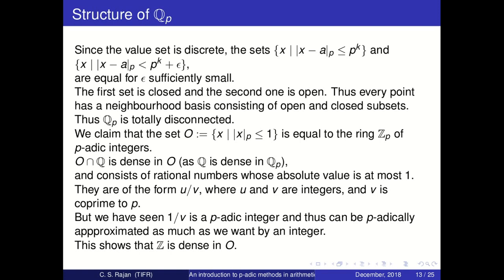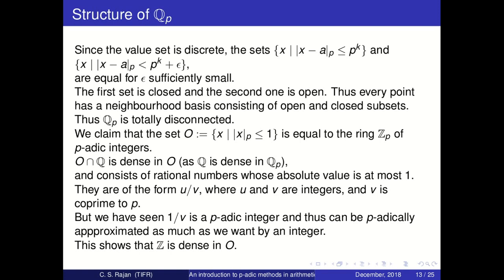So they are of the form u upon v, where u and v are integers, but p cannot divide v. If p divides v, then the valuation is p, which is greater than 1, because of the inverse. So v is coprime to p. But I have already shown that integers coprime to p are p-adic integers, so 1 upon v can be p-adically approximated as much as you want by an integer. Because it's a p-adic integer, I can take its inverses a_k, which I defined, and they give you a p-adic approximation to 1 upon v by an integer. So this shows that Z is dense in O.